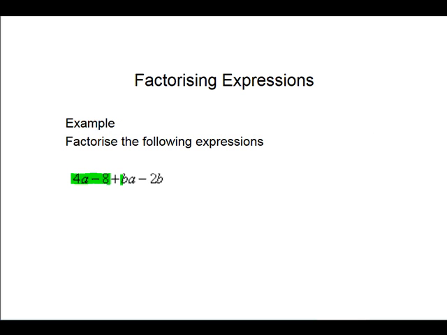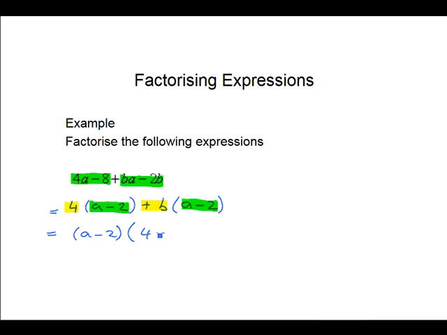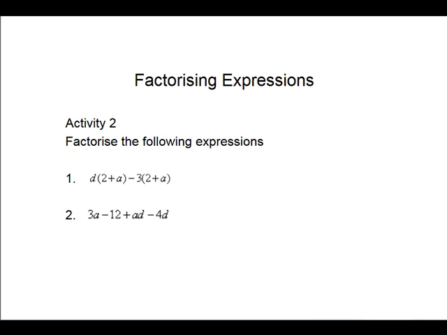So here's another example. I've just looked at the first two, and when I look at the first two, I can take out a 4. And if I look at the next two, I can take out a b, I can do that same thing again. There's a common bracketed factor. I can take that out. Put it in. So here's an activity for you to do.